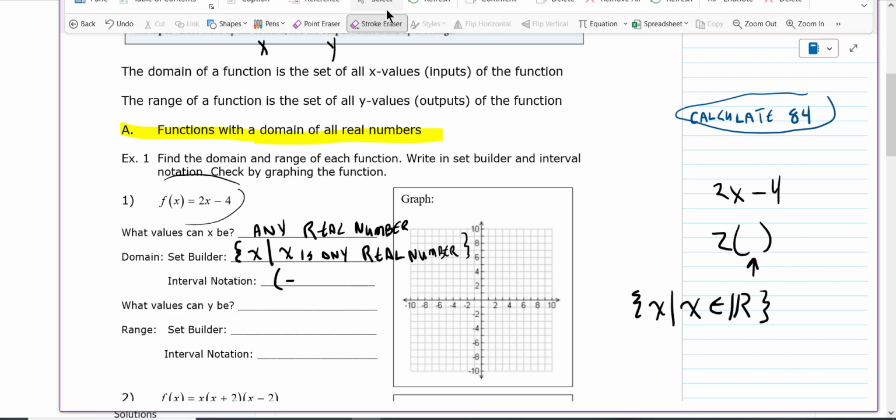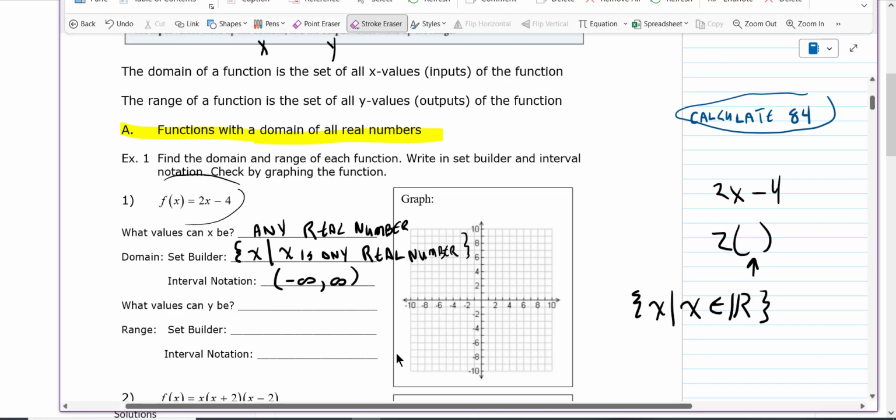Interval notation is going to be everything, so that's negative infinity to infinity on that then. Okay, so the point on this problem is there's nothing that x can be that will result in something that's undefined. You're always going to get an answer when you take a number and multiply it by 2 and subtract 4. Does that make sense? Okay, all right. There's no number that you've ever learned of that cannot be multiplied by 2.